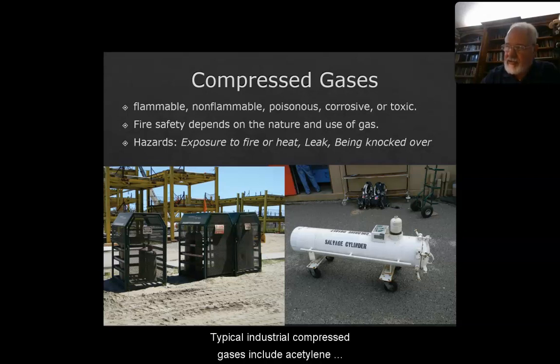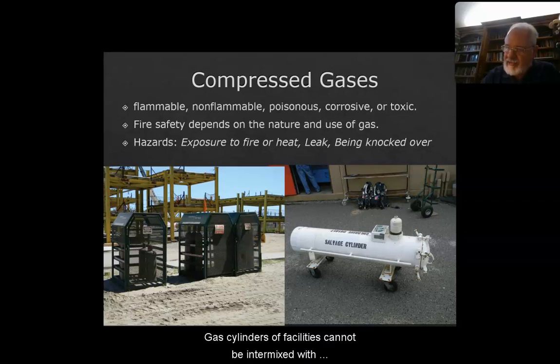Typical industrial compressed gases include acetylene, ammonia, oxygen, carbon dioxide, chlorine, fluorine, hydrogen, ethylene, nitrogen, propylene, silane, methane, and MAPP gas. Some of these gases are oxidizers like oxygen, chlorine, and fluorine, while others are flammable gases like hydrogen and acetylene. Some may be inert gases like helium, argon, and carbon dioxide.